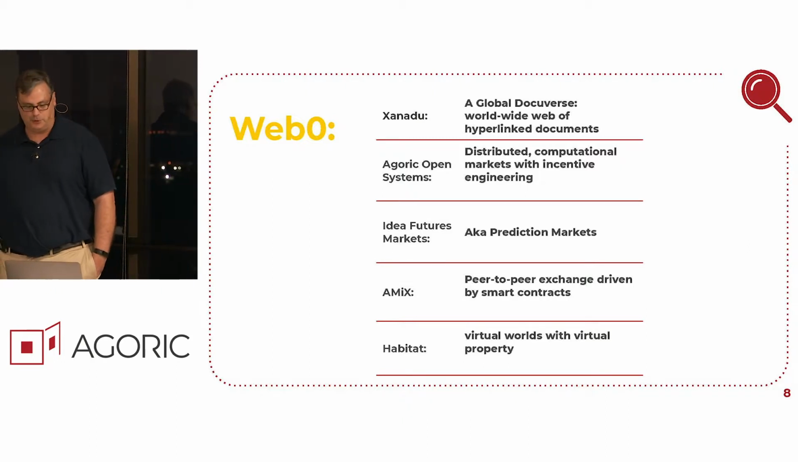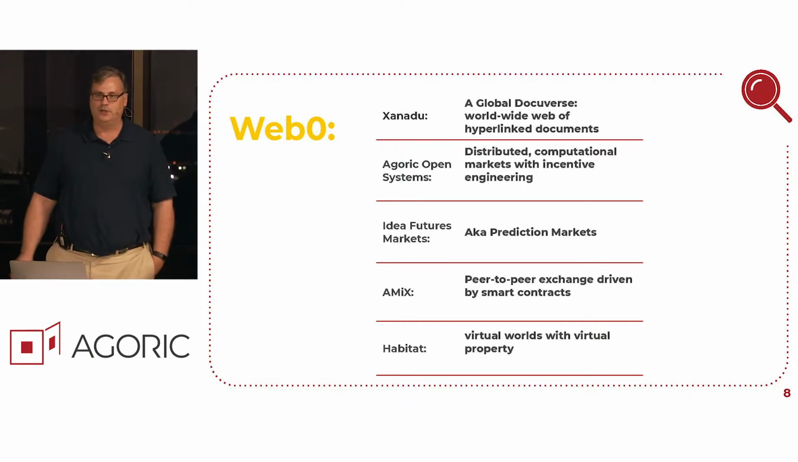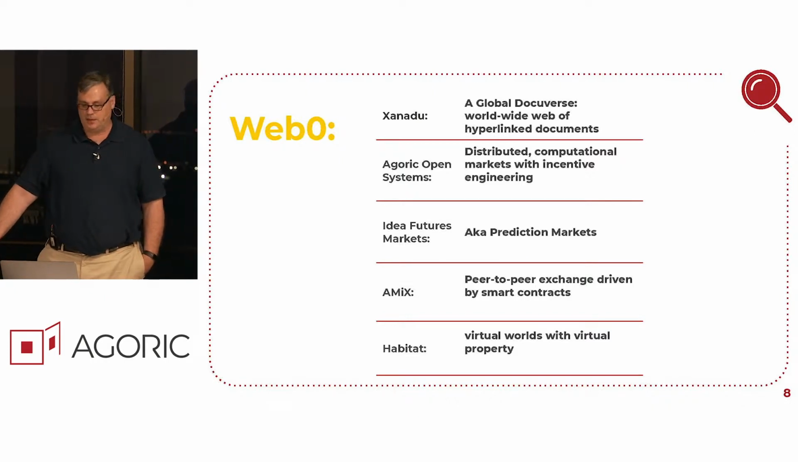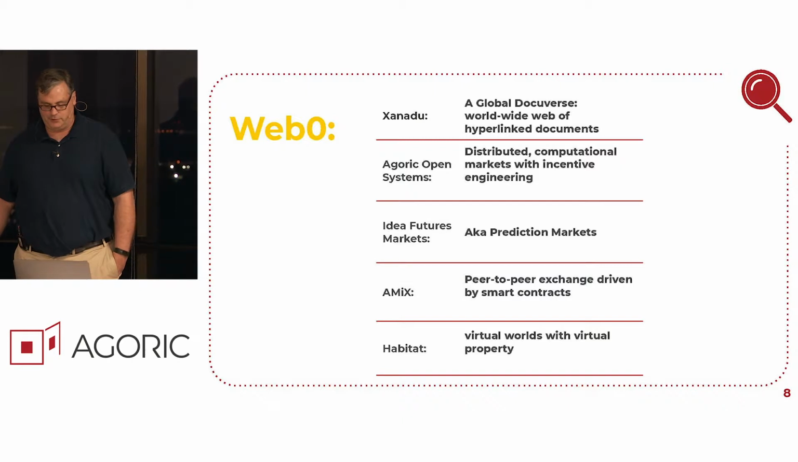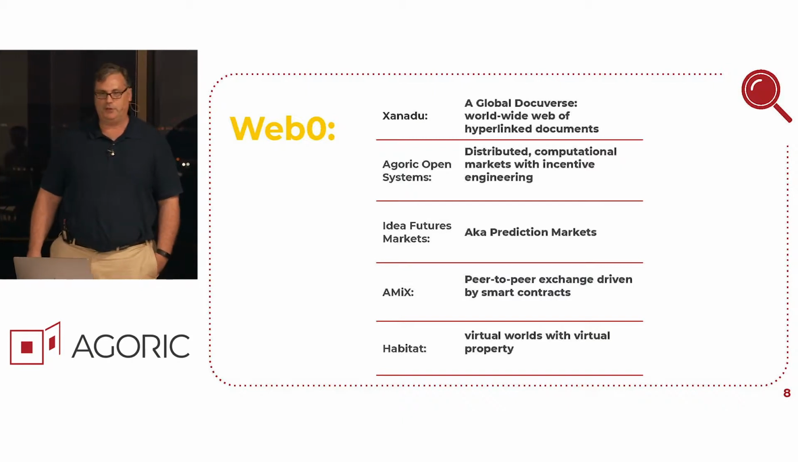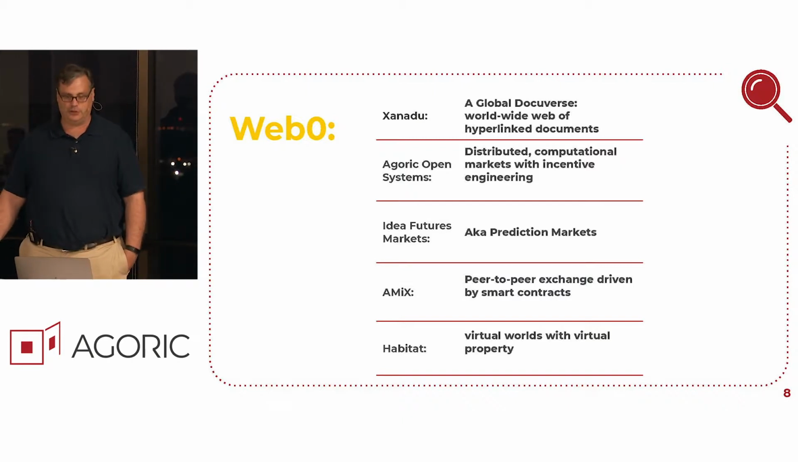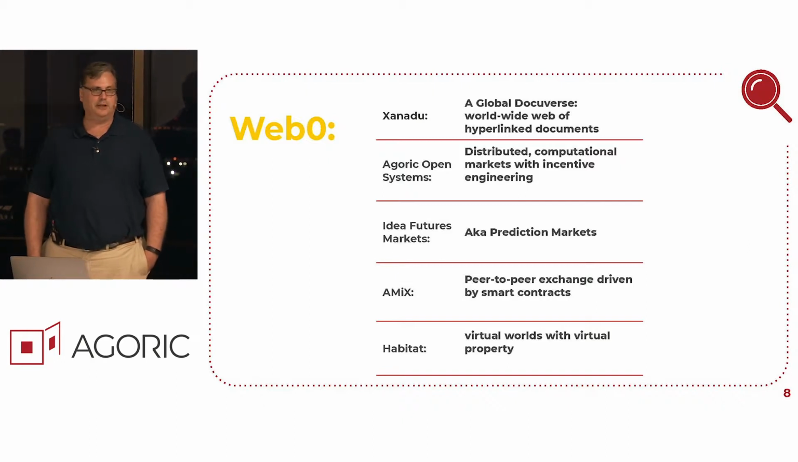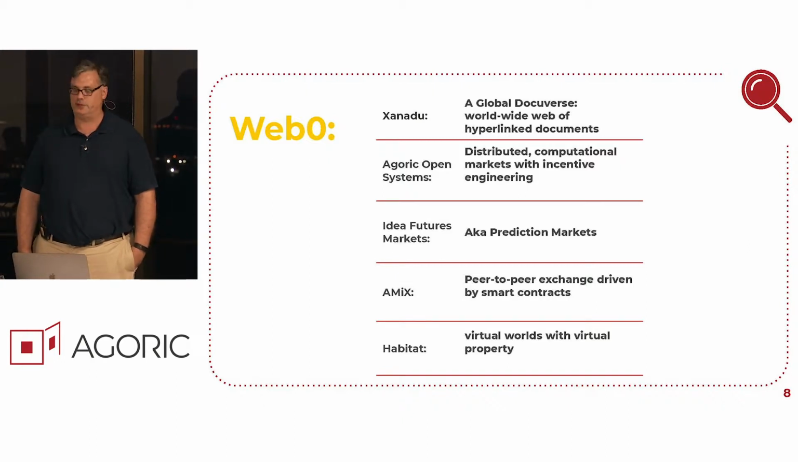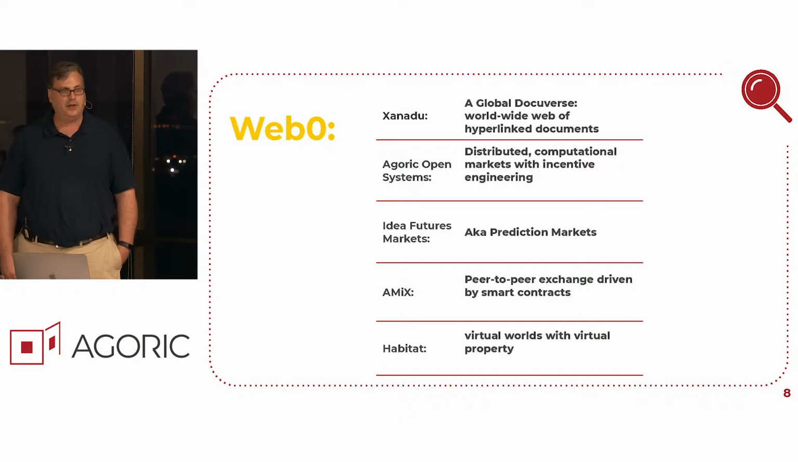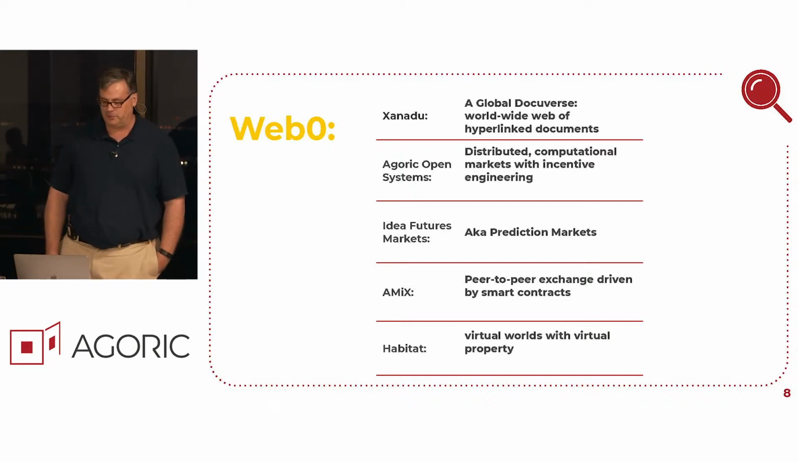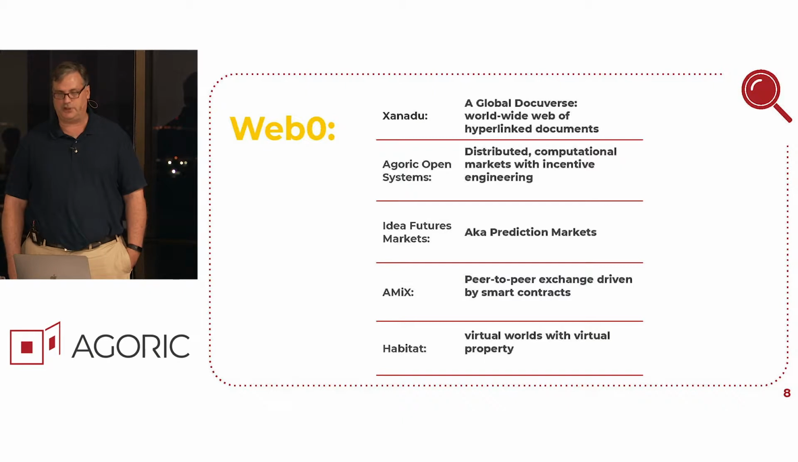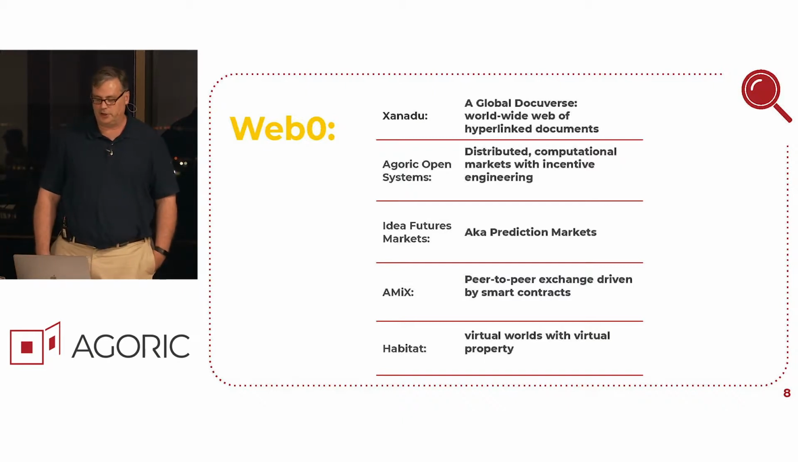Then there was Agoric Open Systems, where two of the lead architects at Xanadu had been involved in really thinking about distributed computational markets and incentive engineering. There were idea futures markets, which we now know as prediction markets. There was Amex, the other startup company that was building peer-to-peer exchange driven by smart contracts. And there was Habitat, which was the world's first virtual world.